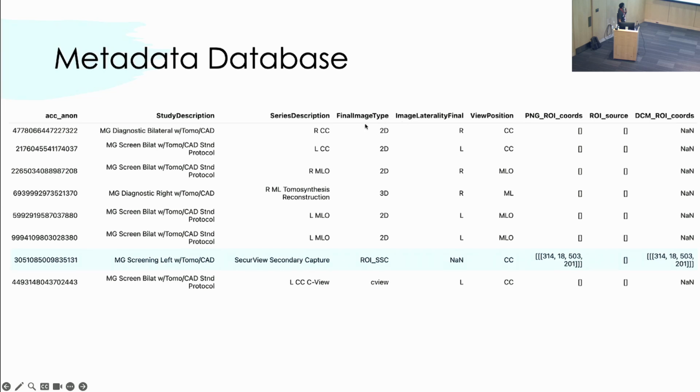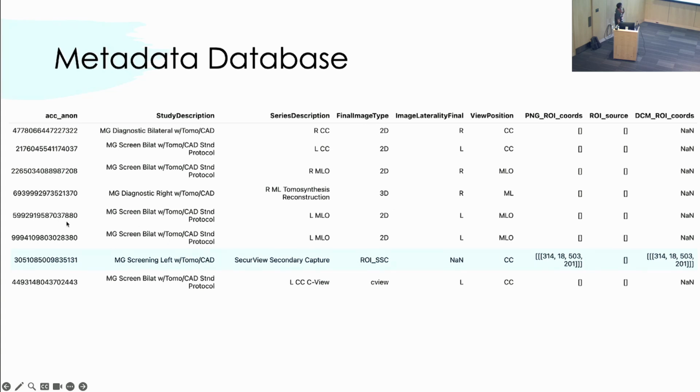This row is the left CC 2D image of this accession. This one, let's say here, is the right MLO view of the 3D image, the tomosynthesis, right? So these are in the data set. We won't be using them for the datathon, but if you want to use just 2D images, we'll just change this final image type to 2D, and you'll filter it down that way, okay?